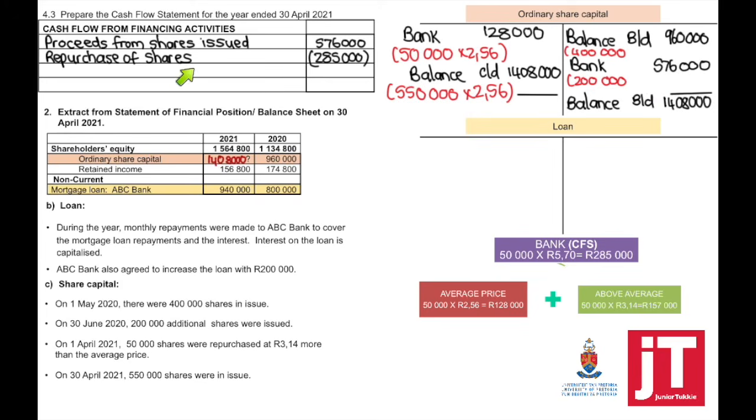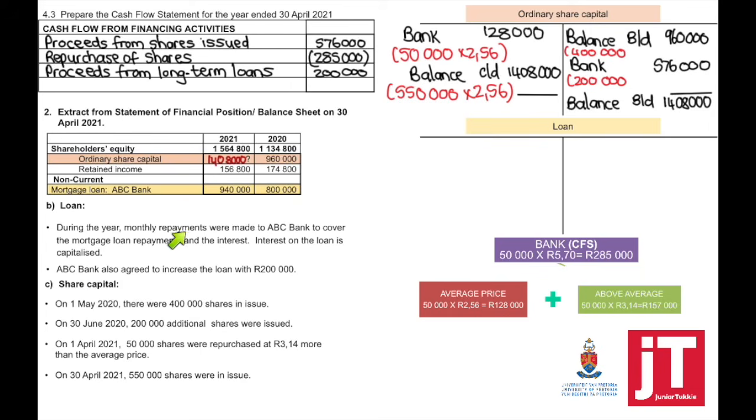The repurchase of shares, 285,000. It must be shown in brackets. Why? It's an outflow of cash. If I look at my loan, they told me ABC Bank agreed to increase the loan with 200,000. So you can immediately take that to the proceeds from long-term loans, 200,000, no brackets, it's an inflow of cash.